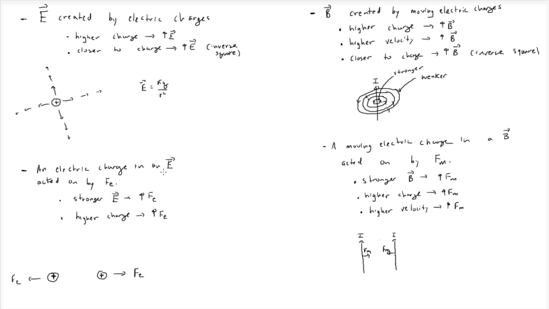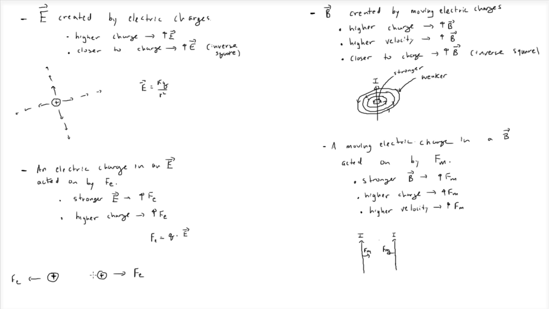And if you put an electric charge in an electric field, then there's a force on that electric charge. The stronger the electric field and the higher the charge, the stronger the force. So the electric force is q, your charge, times the strength of the electric field that you're in. The higher your charge, the stronger the force. The higher the electric field, the stronger the force. But that electric field is mediated by the charge of the other charge and your distance from that charge.